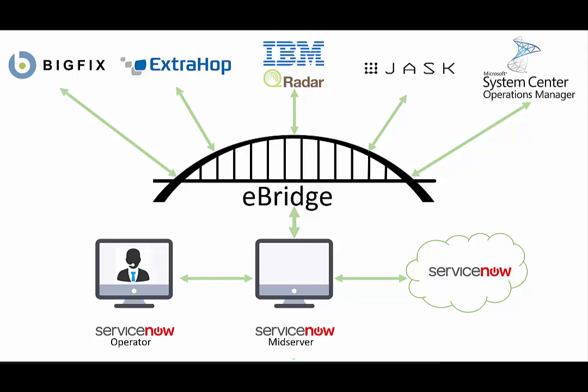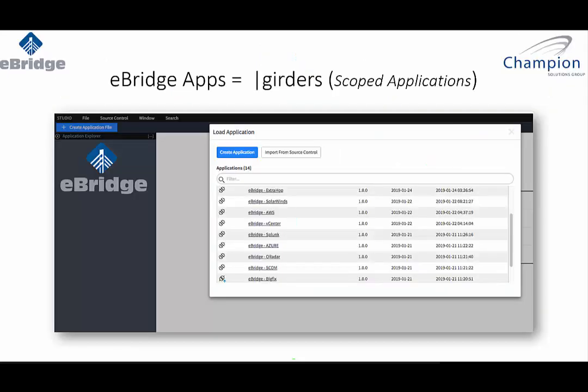And this is all possible by leveraging the bidirectional girders in eBridge. So what exactly is a girder? Well, for those ServiceNow oriented people, just recall a girder is a scoped application. For those of you that don't really understand what that means, it's simply not a one-off integration or script. It's actually a vetted application inside of ServiceNow.